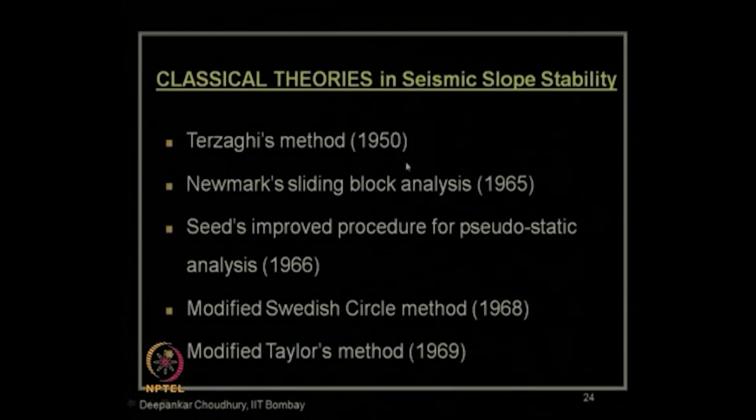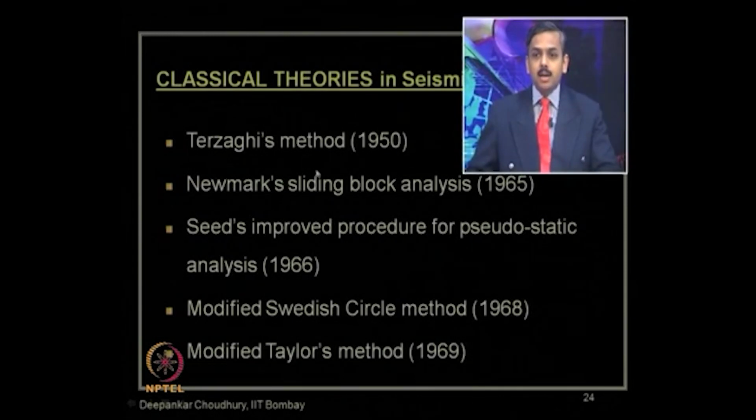All are, of course, by considering the pseudostatic approach or quasi-static approach. The first one was given by Terzaghi in 1950. Then the immediate next one, which is still widely used around the world, is Newmark's sliding block analysis, which was proposed in 1965. I will go through this method very thoroughly, because this is one of the basic research works on this seismic slope stability problem. And that is why even today, because of its simplicity and the possibility of determination of displacement as well, this method is widely used around the world.